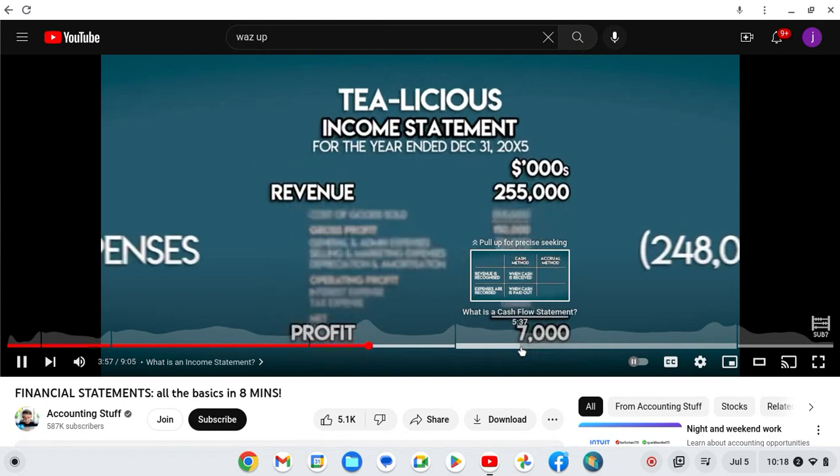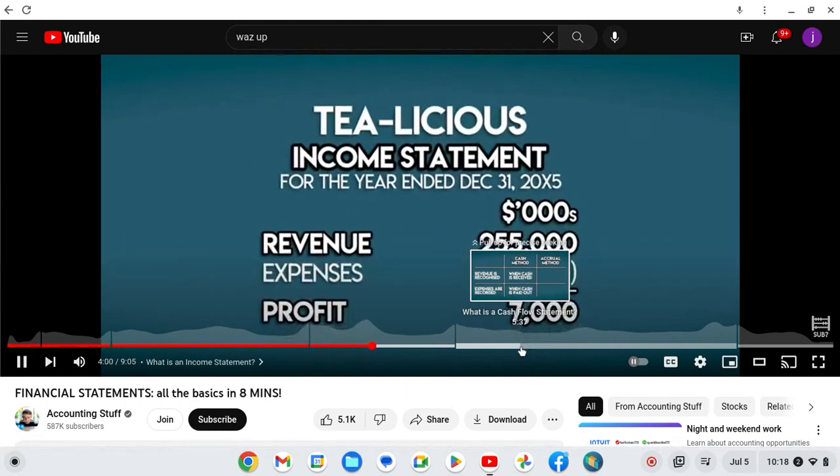The income statement is showing us three things. Firstly, as far as T-Licious is concerned, they made $255 million in revenue, which is their top line income that it earned from selling products during the year.